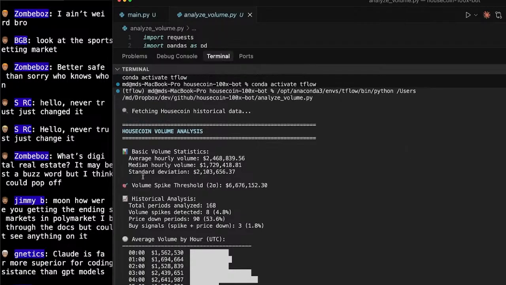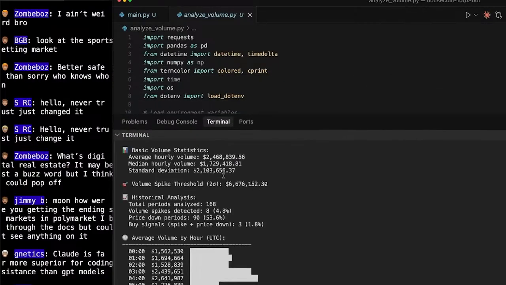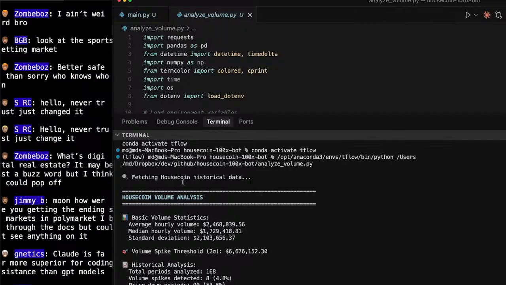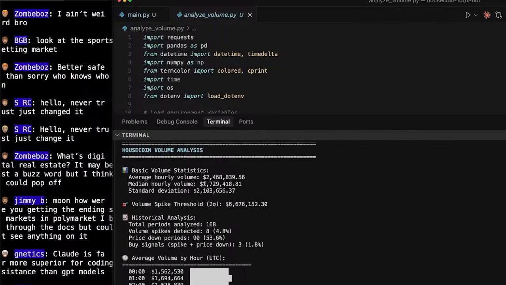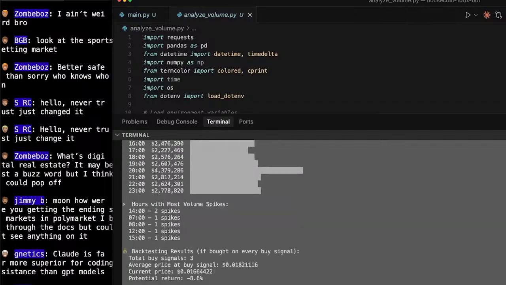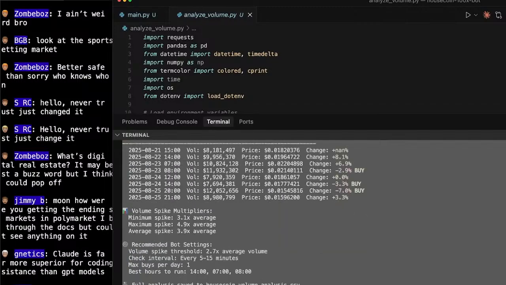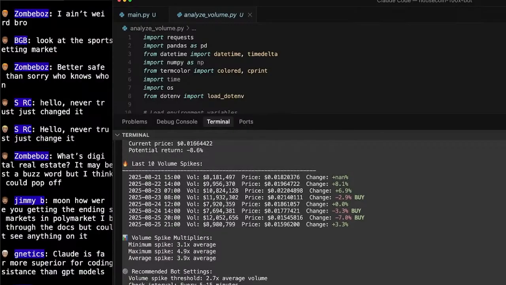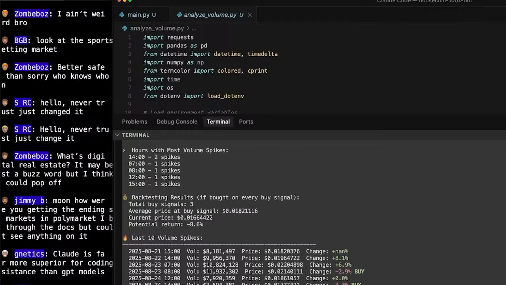Housecoin volume and analysis. Okay, basic volume statistics here. Average hourly volume is 2.4 million. Median hourly volume? Nah, this ain't right. There's no way. All right, let's go ahead and debug this. I'm looking at the Analyze Volume tab, and we need to debug this quite a bit. So let's print out the open, high, low, close volume, because there's no way it's hourly volume of much.